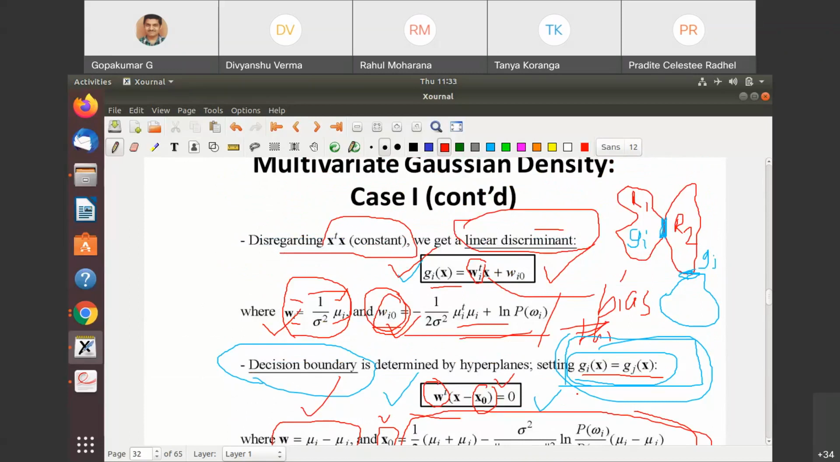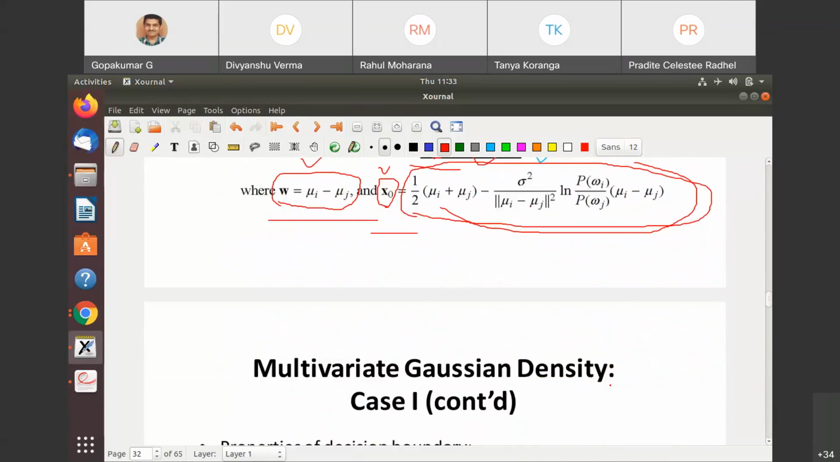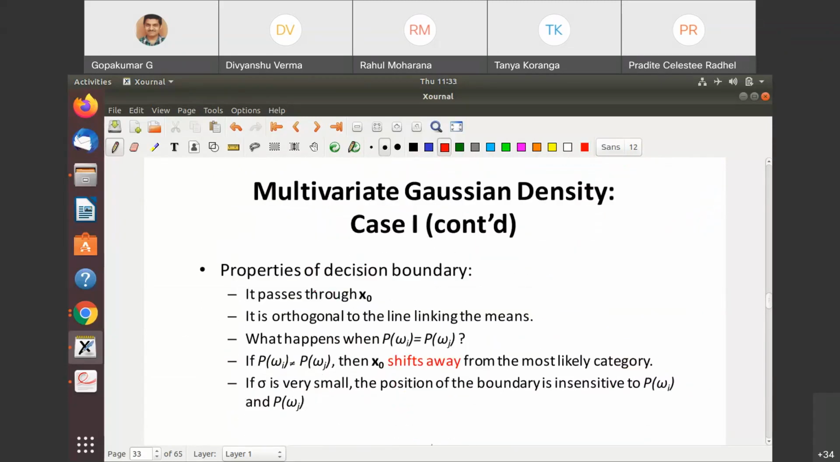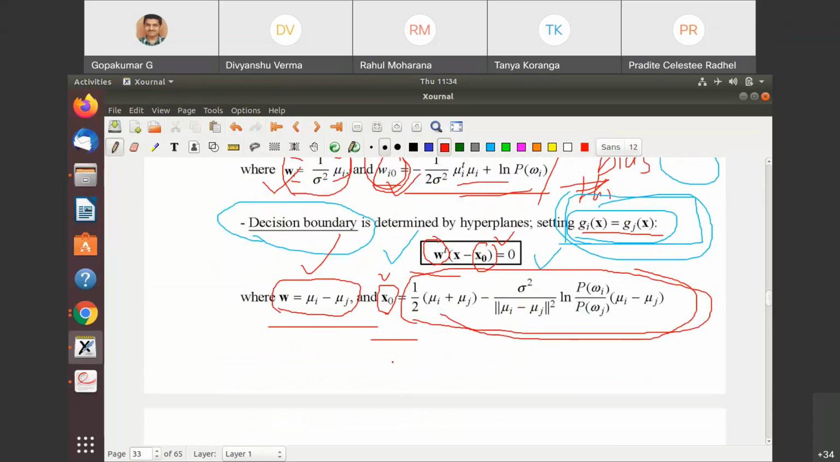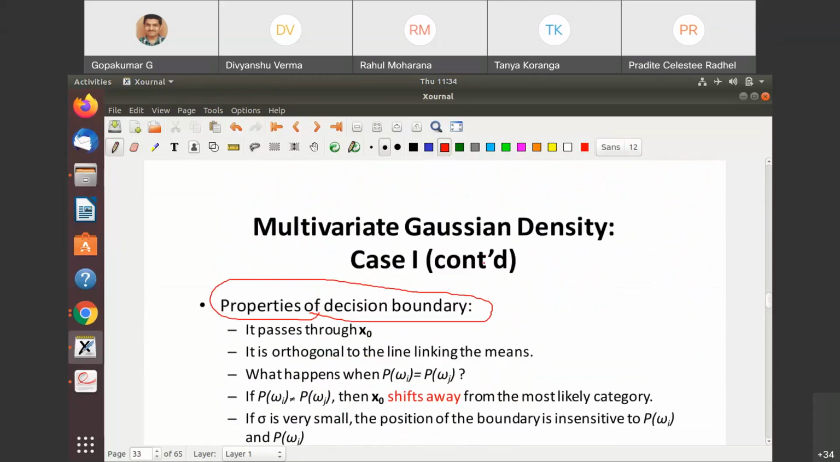There are some interesting properties that we can get an idea of by looking into this particular case. Some of the properties of this decision boundary that we have just described are as follows. This decision boundary passes through x0. So x0 is a point through which the decision boundary will pass. So that is one property.